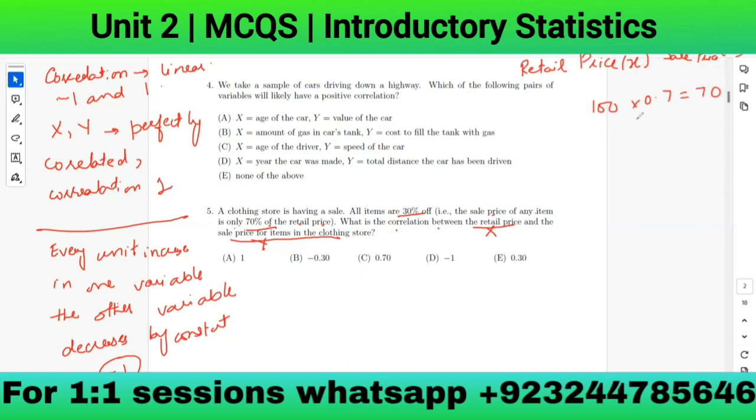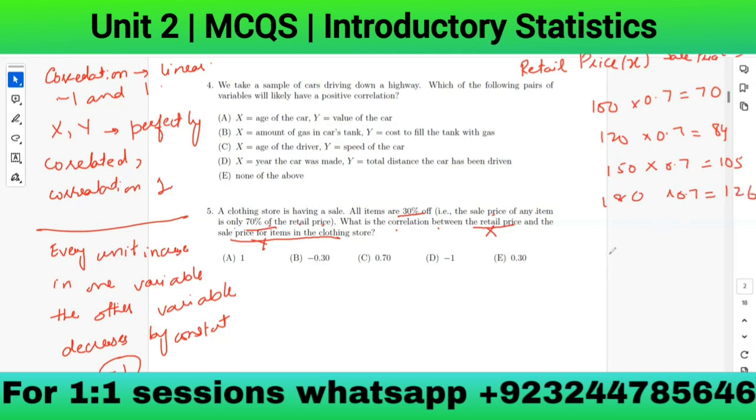So if we have 120% off, it would be equal to 100 into 0.120 into 0.7, which will be equal to 84. If we have 150% off, it would be 0.7, it will be equal to 105. If we have 180% of the retail price, it would be 0.7, 70% off, it would be 126.